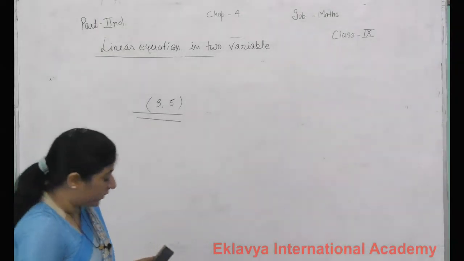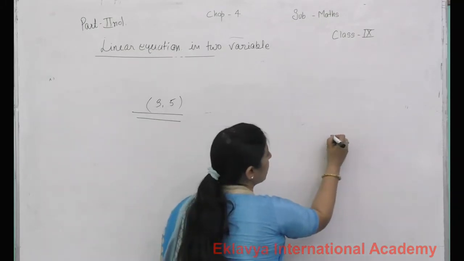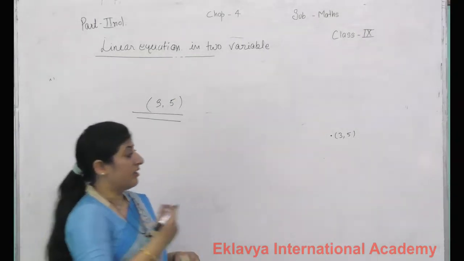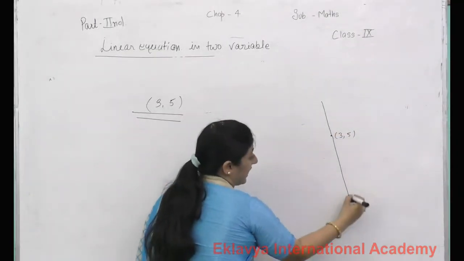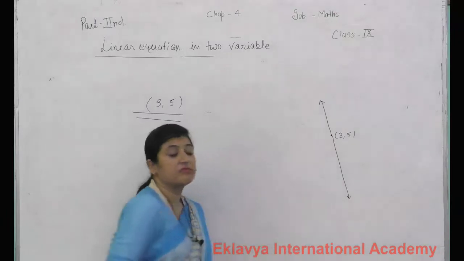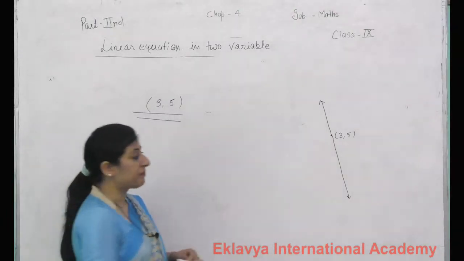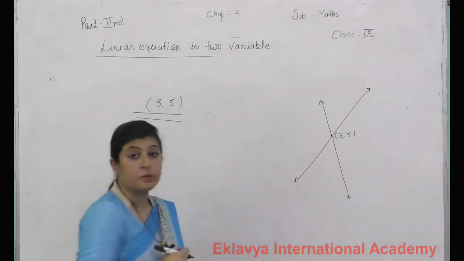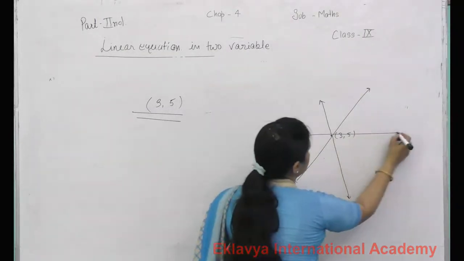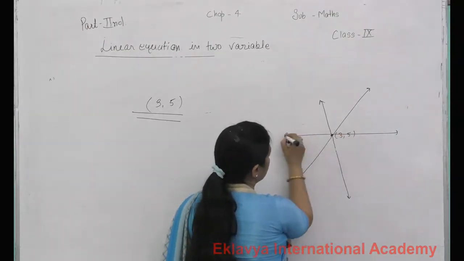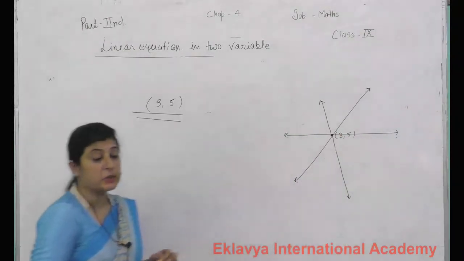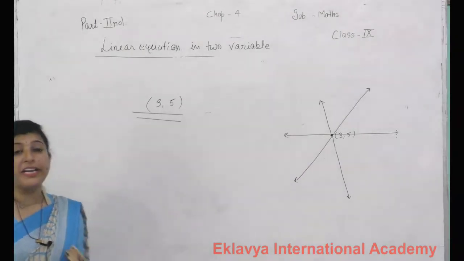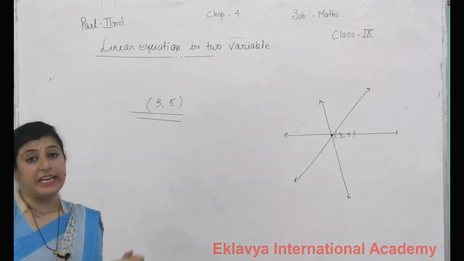So firstly, the thing you have to know is this. For a single point, if I write (3, 5), see, I can draw this line passing through this point. If I take this other line, it is also passing through this point. Take this one, this line is also passing through this point. It means through a single point, infinitely many straight lines can pass.